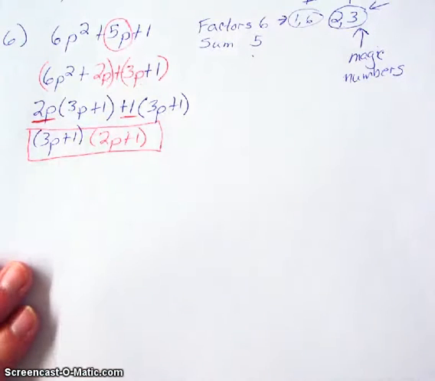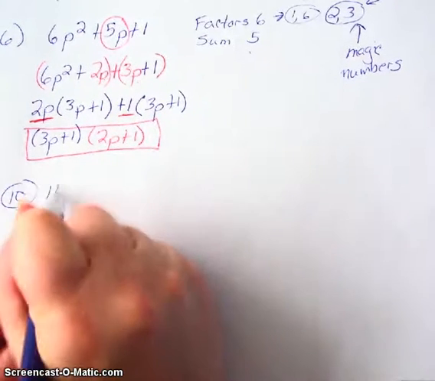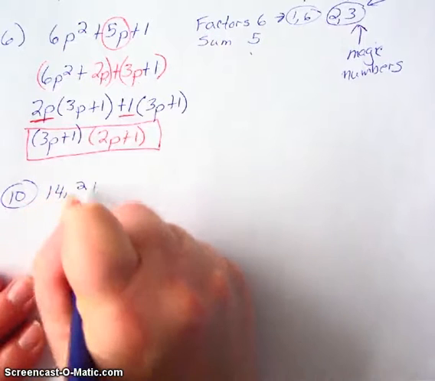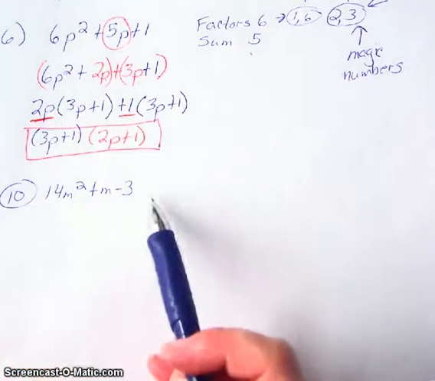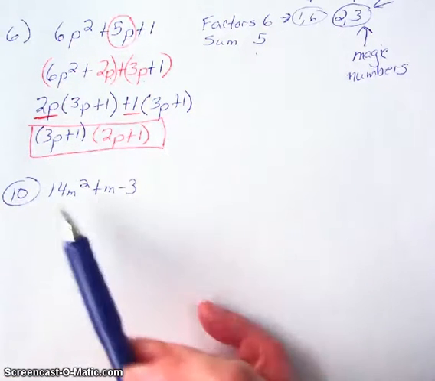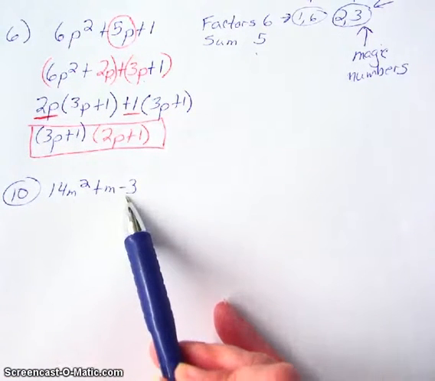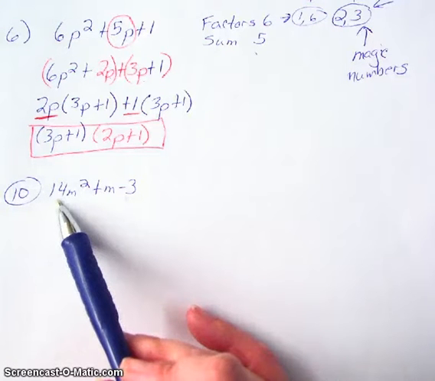All right, I'm going to do problem 10. Problem 10, 14m squared plus m minus 3. And again, what you always do first is GCF. And there is no number that I can divide into all 3 terms evenly. So since this has 3 terms, it's AC. And since the first coefficient is not 1, it's hard AC.